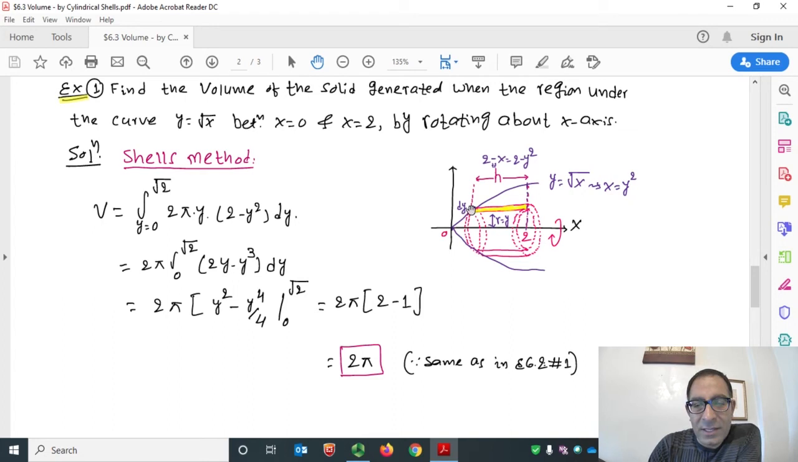And then thickness is dy, so I'm integrating with respect to y. And my radius, what is the radius of the cylinder? The distance of this stripe from the axis of rotation, so this distance is simply y. No matter where this stripe is, here or here or here, it's y. Y is radical x.